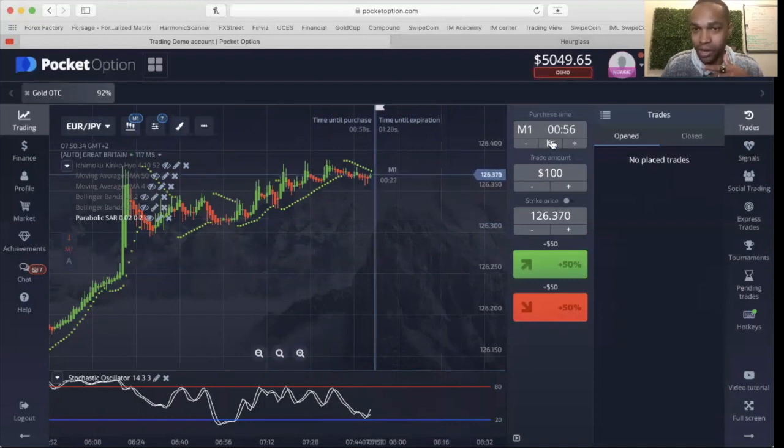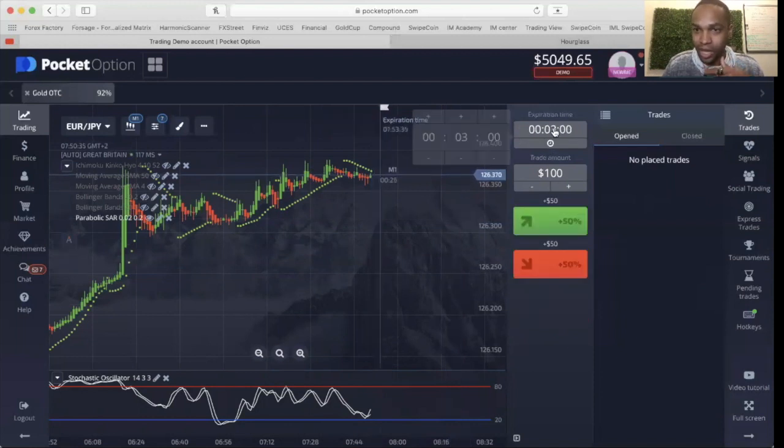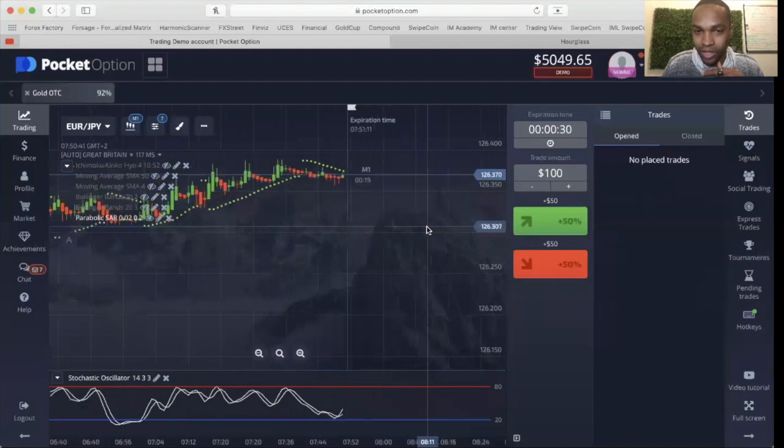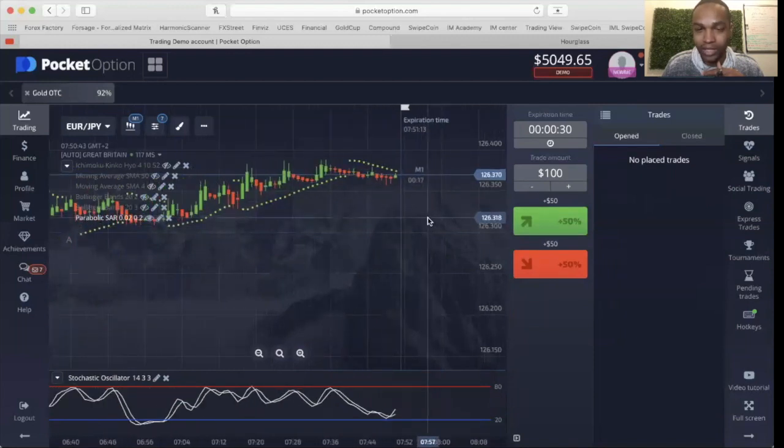This flag right here, you can click and change the time. So I can turn this down and put it in 30 seconds. I'll go ahead and put in a sample trade for you guys just so you can see. I'll just put in a 30-second trade for 100 bucks.